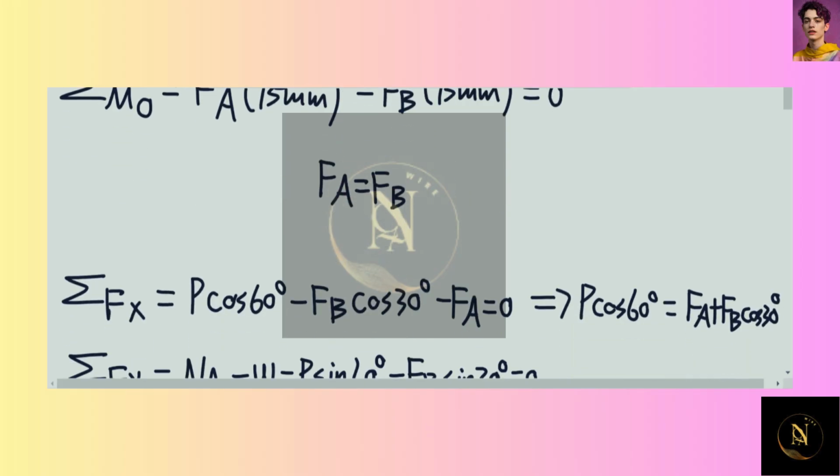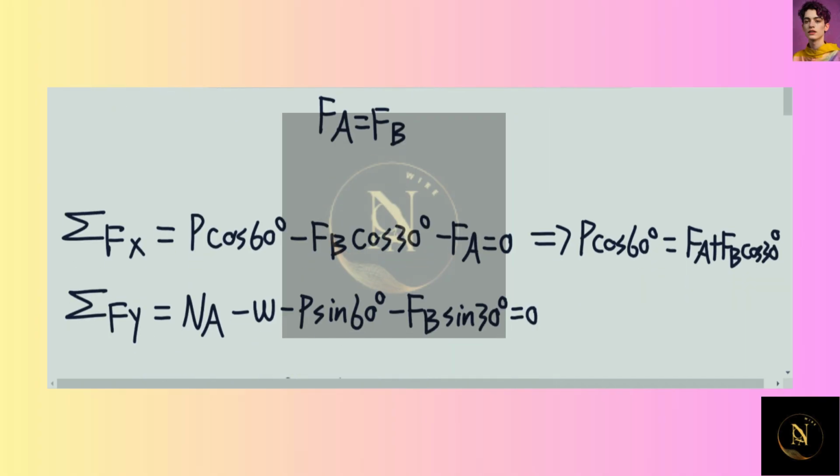So now we can apply force equilibrium for this question. The net force along the x and y directions should be equal to 0. Along the x direction, we have P cosine 60 degree minus FB cosine 30 degree minus FA is equal to 0, which means that P cosine 60 degree is equal to FA plus FB cosine 30 degree.